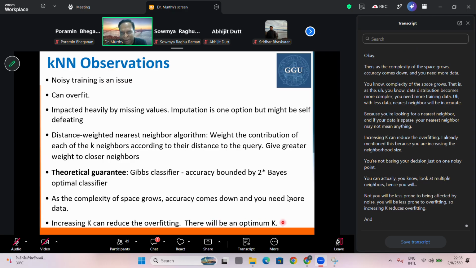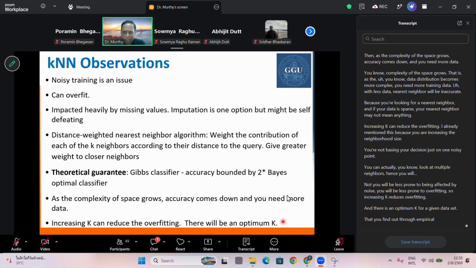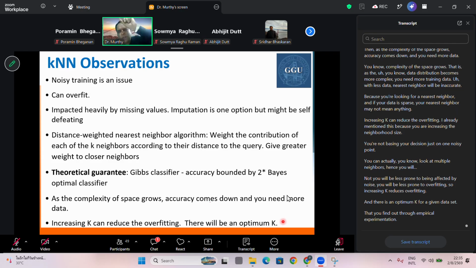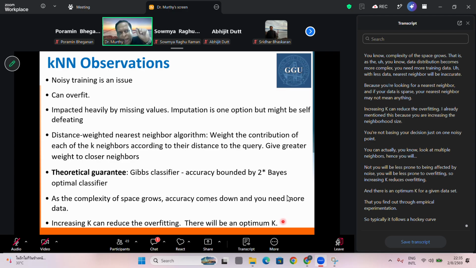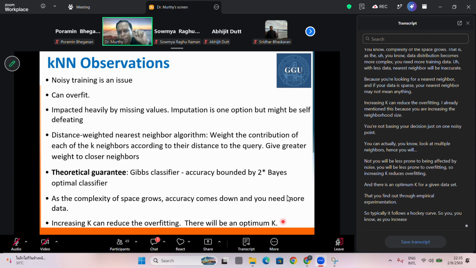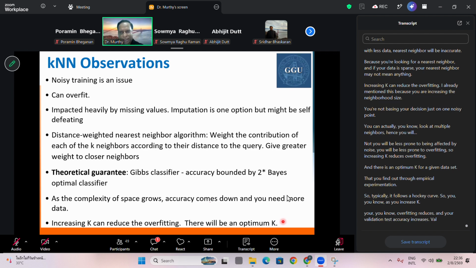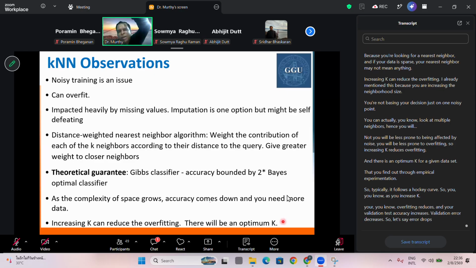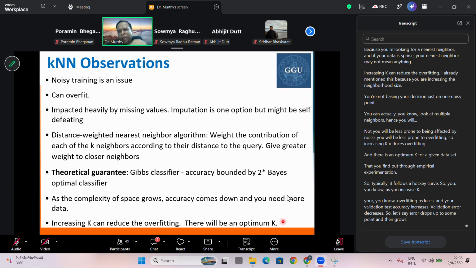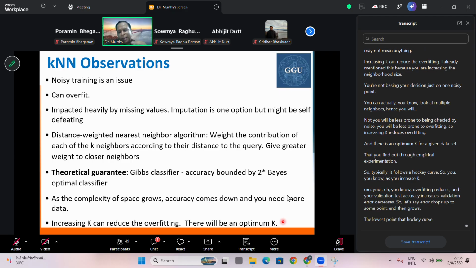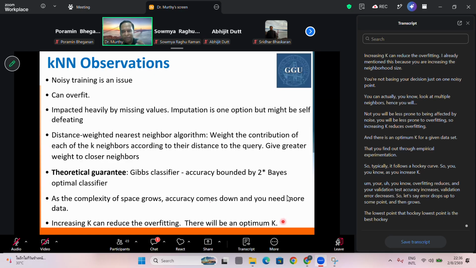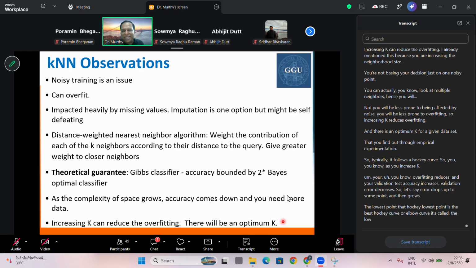And there is an optimum K for a given data set that you find out through empirical experimentation. So typically it follows a hockey curve. As you increase K, your overfitting reduces and your validation test accuracy increases, validation error decreases. So let's say error drops up to some point and then grows. The lowest point of that hockey curve, or elbow curve as it's called, is the best K. So you do experimentation to find the K.